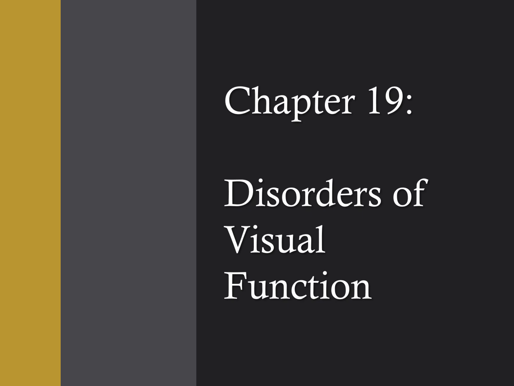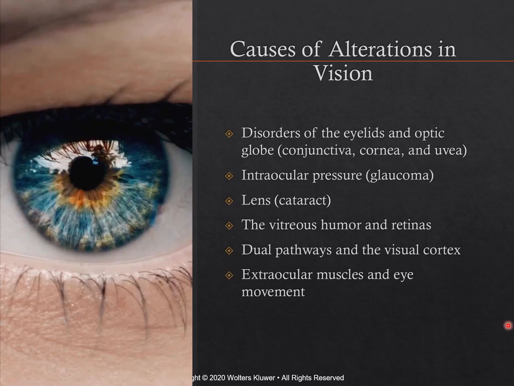Chapter 19 discusses disorders of visual function. So there are a lot of different things that can cause alterations in vision. Some of them are disorders of the eyelids and optic globe itself, so things like conjunctiva, cornea, and uvea problems. We're not going to really focus on those too much. Other causes are things that would increase your intraocular pressure, specifically glaucoma, which we'll discuss.